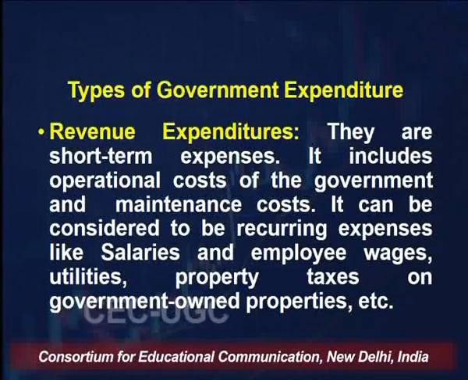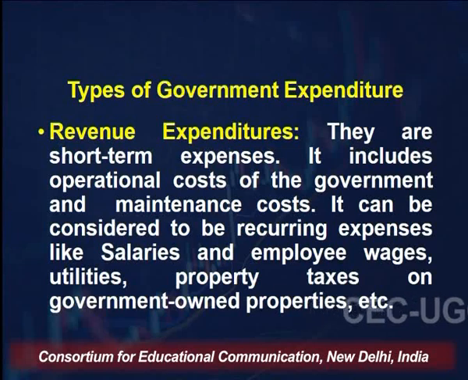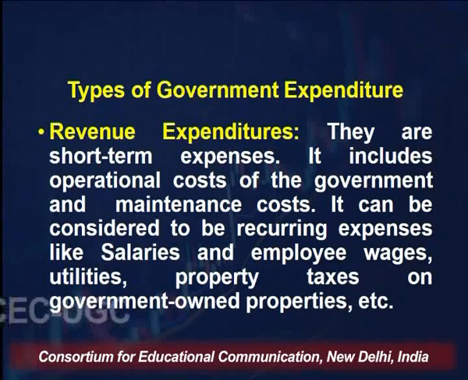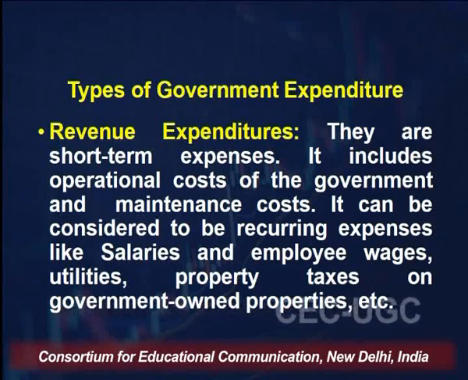Now if we talk about government expenditure, then again there are two types of expenditure. First is revenue expenditure. So they are the short term expenses. It includes the operational cost of the government and maintenance cost. It can be considered recurring expenditure, like salaries and employee wages, utilities, property taxes on government owned properties, etc.